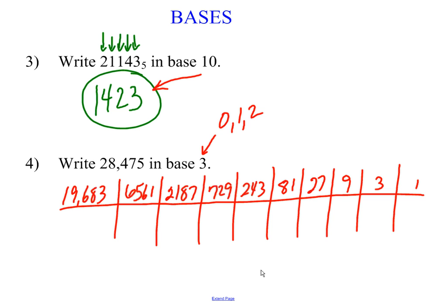All right, how many 19,683s go into 28,000 plus? 1. So this goes into that one time, and I'll say what's left over. If I subtract, I did this ahead of time with my calculator, 8792 is left over. How many 6,561s go into this 8,700 number? 1 fits there. What's left over? 2231. So again, this is left over.